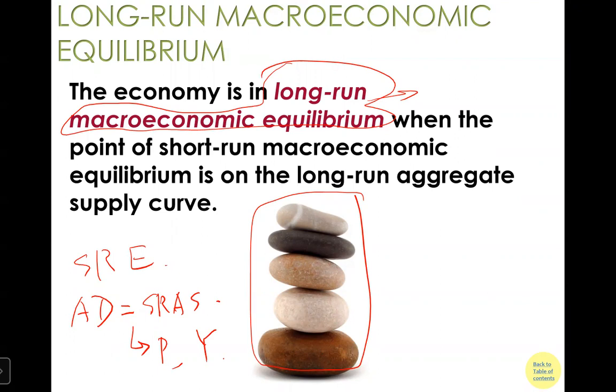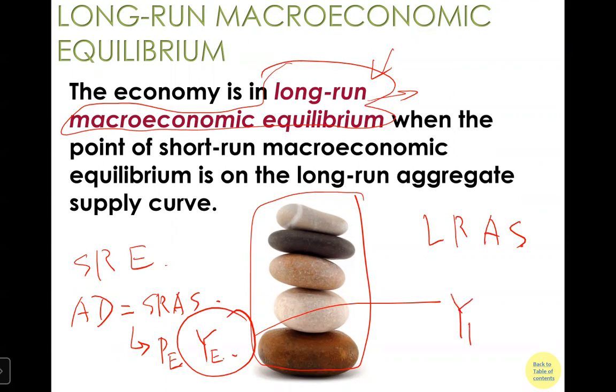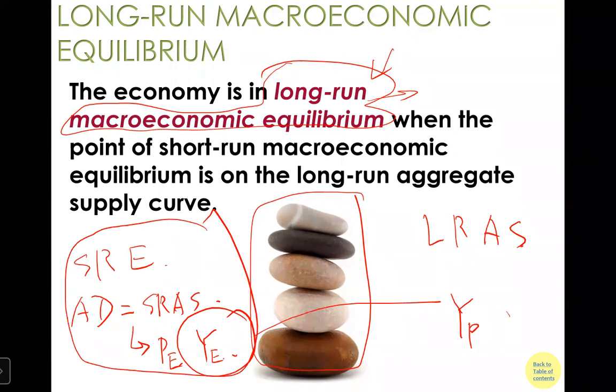Now, when we are in the long-run macro equilibrium, we must have, let's call it E, this P and this YE, so long run, YE equal to YP. So we are in the short-run equilibrium, but this short-run equilibrium must coincide with the long-run aggregate supply. In that sense, that's an equilibrium on top of another equilibrium.